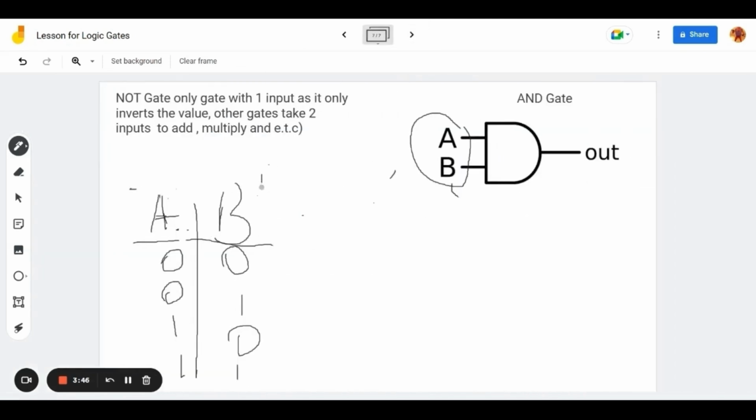Here, we just write the variables together. So we would write it as A and B. This shows that the input A and the input B are being multiplied together.